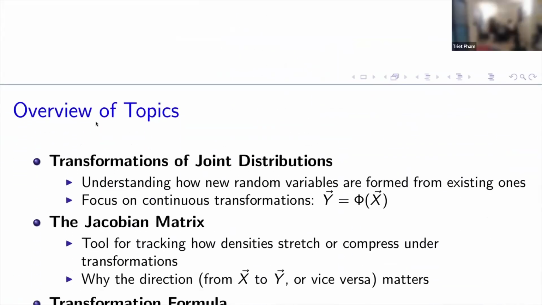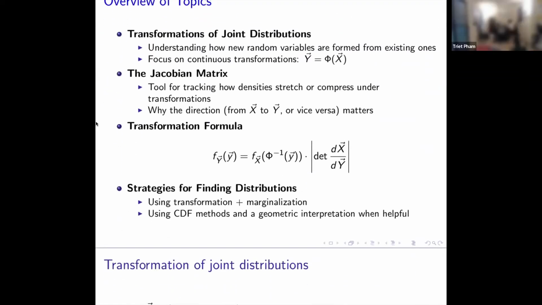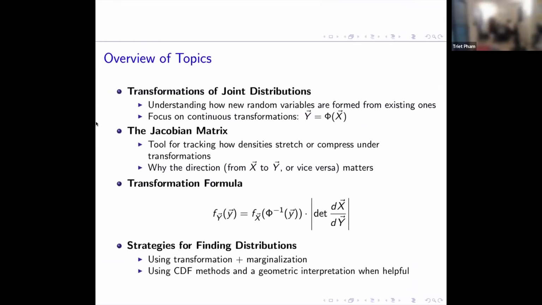Okay, so what's the next topic after joint distribution? The next logical topic is transformation of joint distribution. And I think there was already a mention of this in the lecture last time. The point is that let's say you have x and y uniform on the circle. Then x and y are not independent.